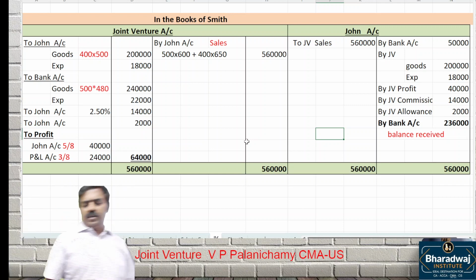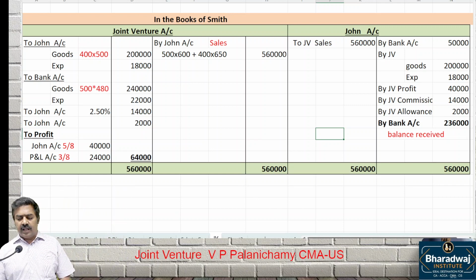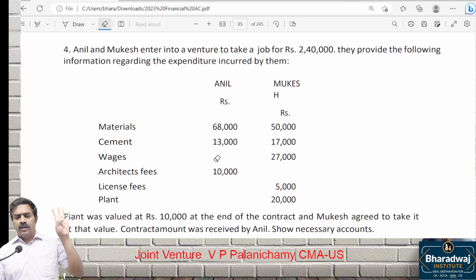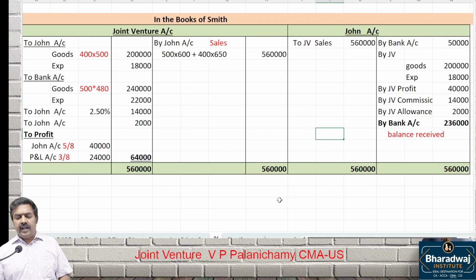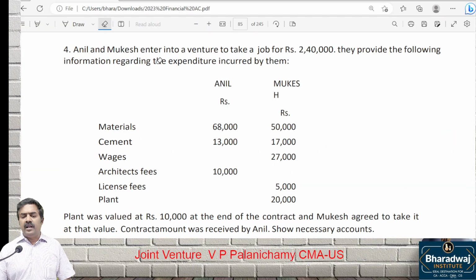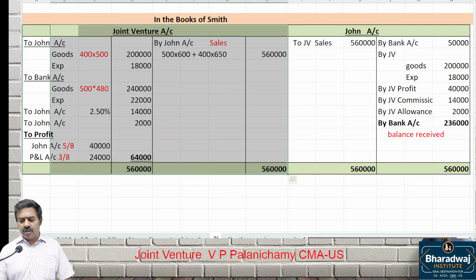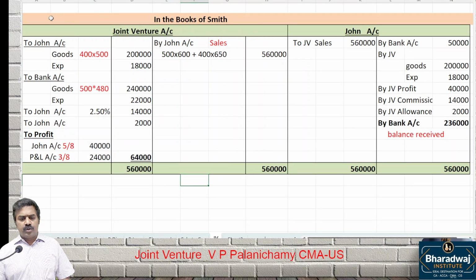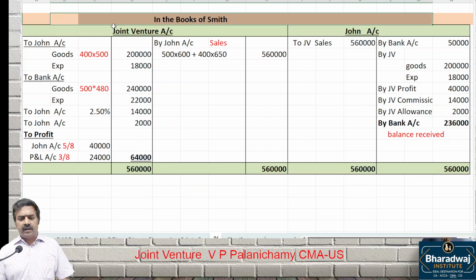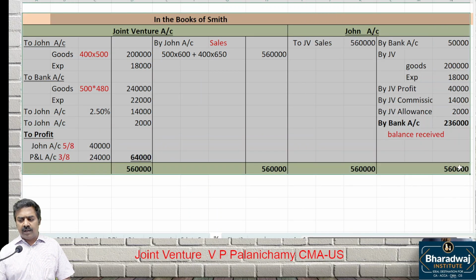After solving this, I request you to read the next question. Question number 4. Read and solve. You try to work out. The same method. In the books of Anil, you try to prepare. In the books of Anil, you have to prepare which account? Joint venture account and which account? Mukesh account. Try it. So in the books of Anil, you prepare joint venture account and what? Mukesh account.